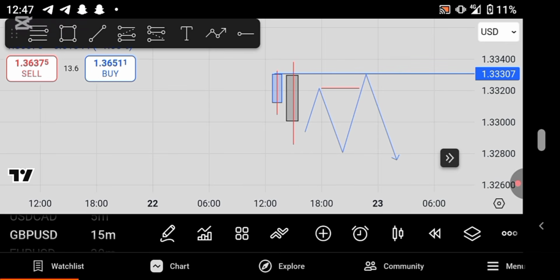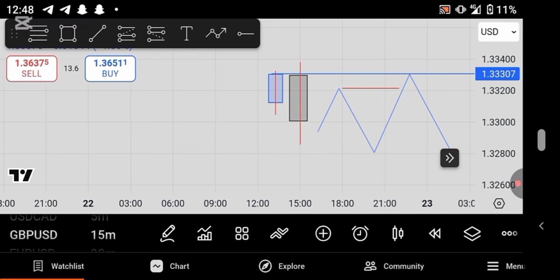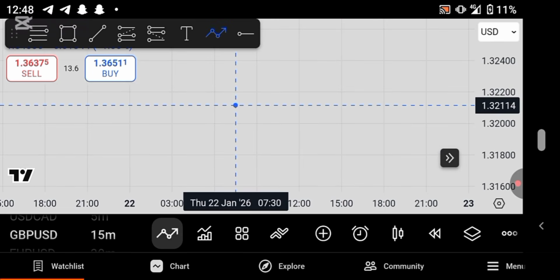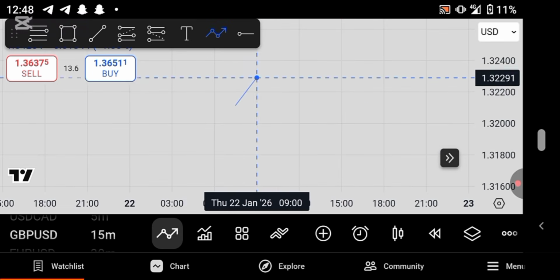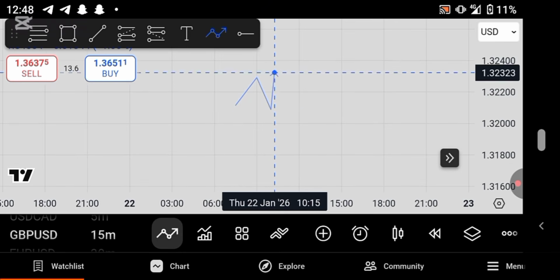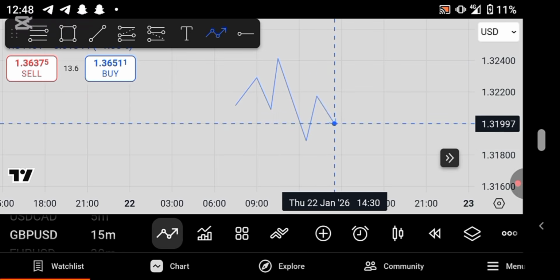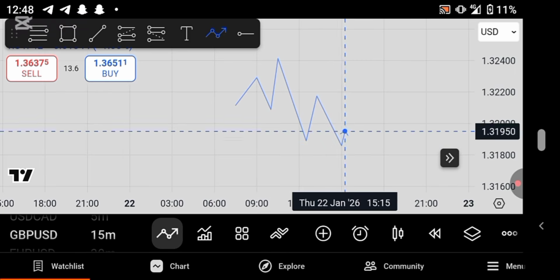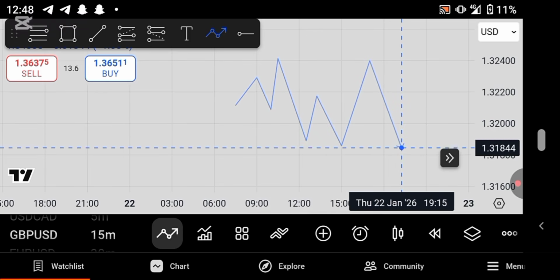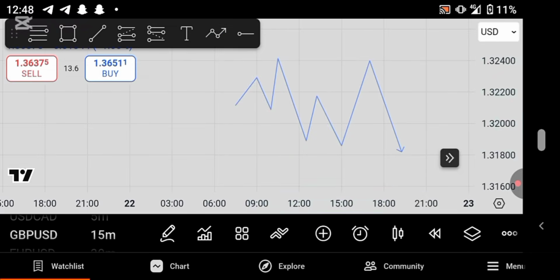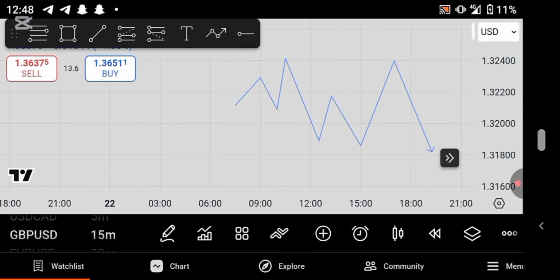Second, a valid POI must break structure and sweep liquidity. A valid POI must break structure and sweep liquidity. Something like this. Let's say this is our POI. Let's draw something like this. Now, this is an example of how our valid POI should be.